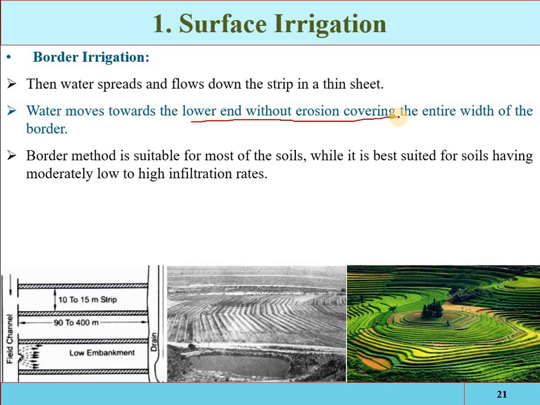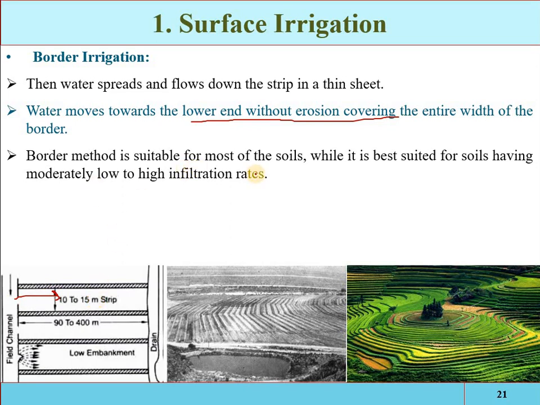Here land preparation will be required. First you have to level the land uniformly, meaning a uniform slope must be provided, the width will be uniform, and the length will be according to the standard dimension, so that the water may be properly distributed throughout the border without runoff and without deep percolation.